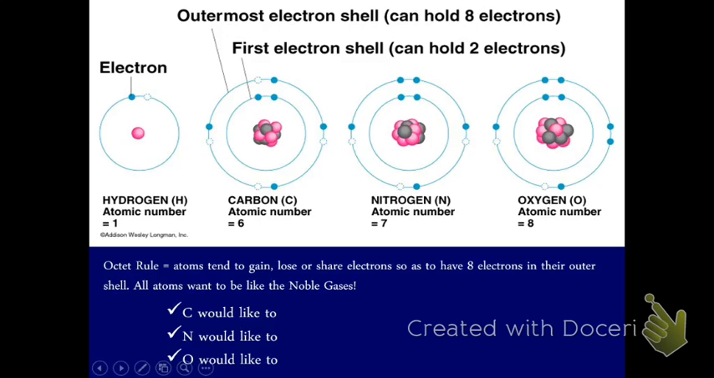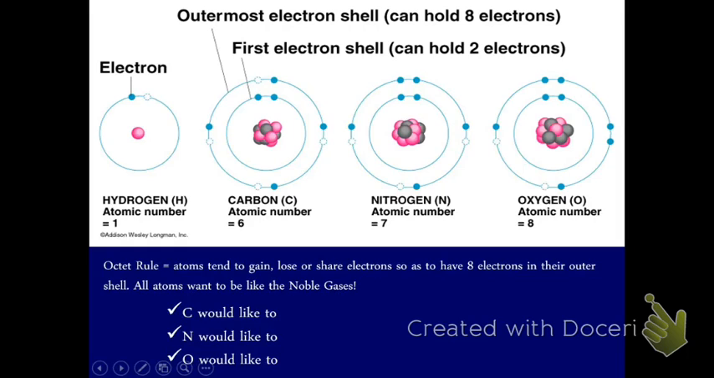Electrons are placed in shells according to the rules, and we worked on these rules yesterday: the first level can only hold 2, the second level can hold 8, the third 18, the fourth 32. If you look, we've got 4 different examples here. Hydrogen with its 1 electron, carbon with its 6, 2 in the first level, 4 in the second, nitrogen with its 2 in the first and 5 in the second, and oxygen with its 2 in the first and its 6 in the second.